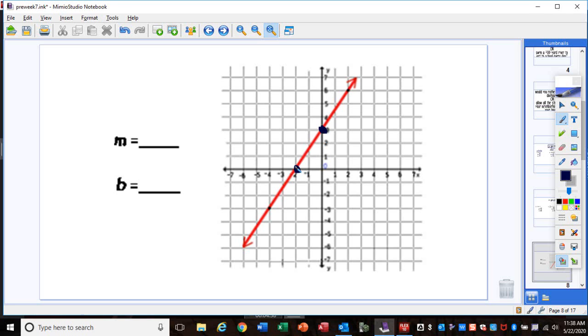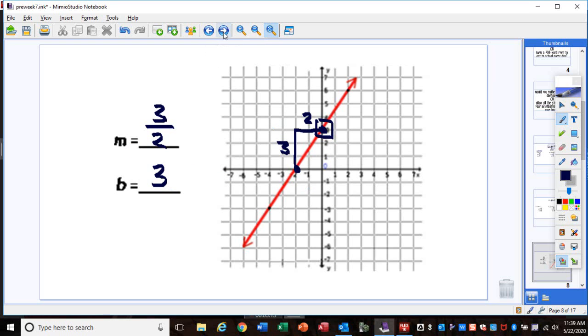We're going to go up 3, 1, 2, 3, and over 2. So the rise is 3 and the run is 2. Remember, slope is rise over run, so it's going to be 3 over 2. That's the slope. The b is where the red line crosses the y-axis, and that is at 3, and 3 is positive, so b is just 3. We'll write the equation of this later on. For now, we're just going to take baby steps through this whole thing.